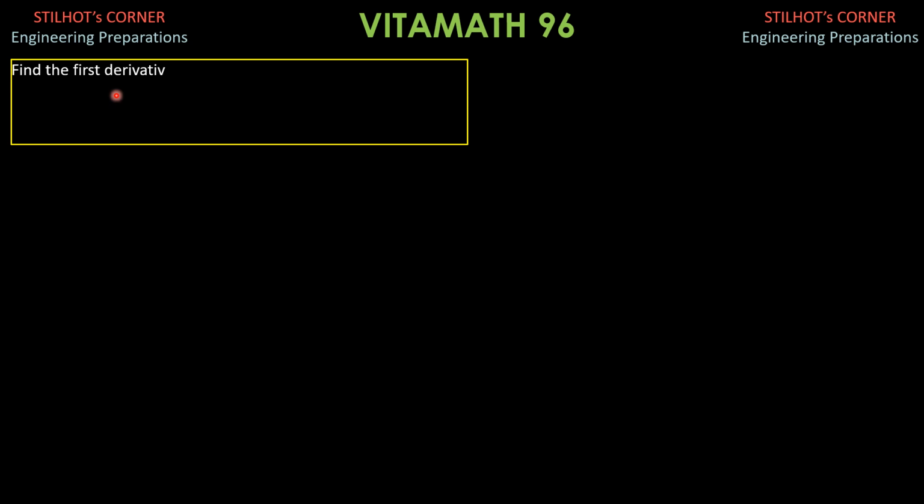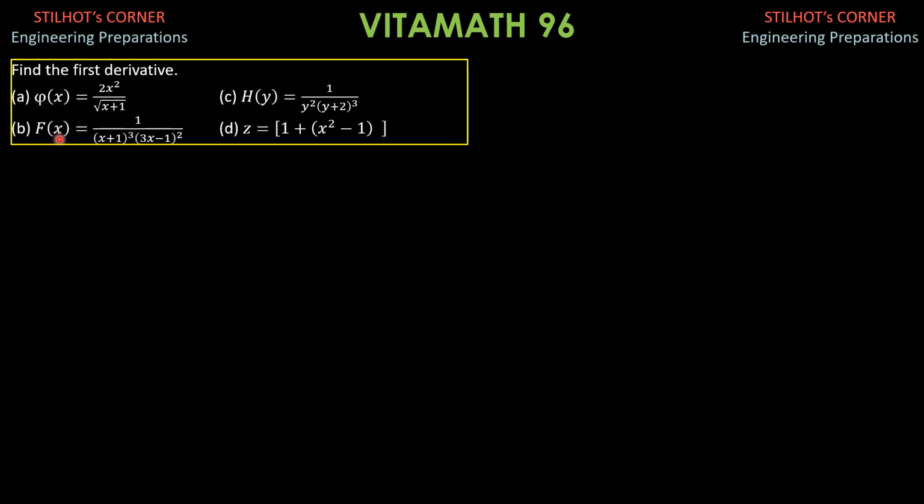So find the first derivative. Psi function of x is 2x squared over square root of x plus 1. F of x is 1 over quantity x plus 1 cube times quantity 3x minus 1 square. H of y is 1 all over quantity y squared times y plus 2 cube. And z is quantity 1 plus another quantity x squared minus 1 close quantity cube, then close quantity to the 3 halves.